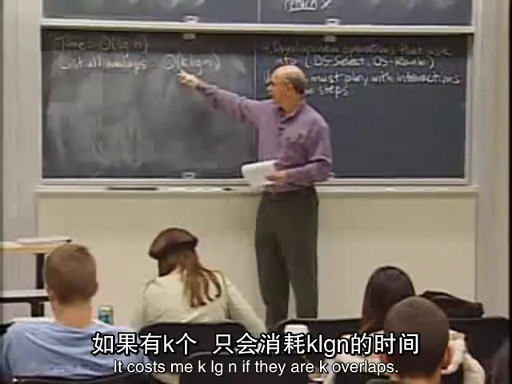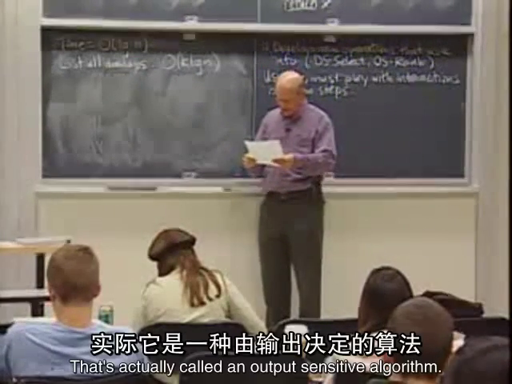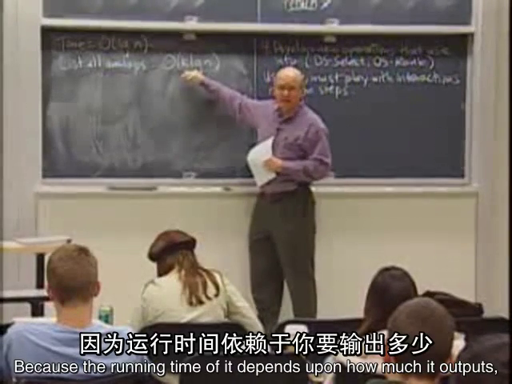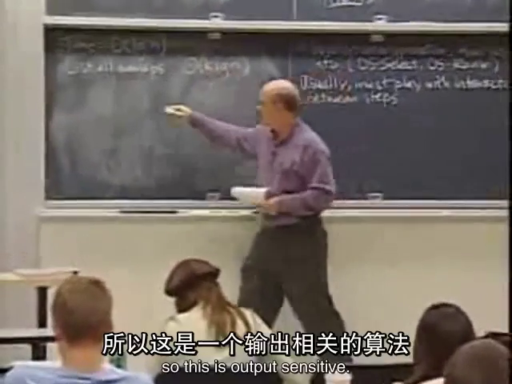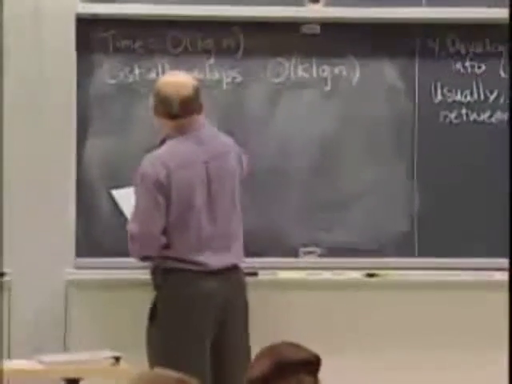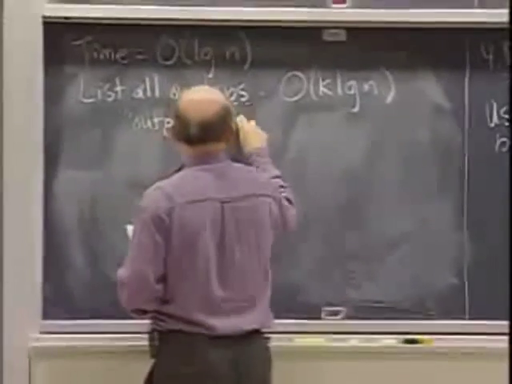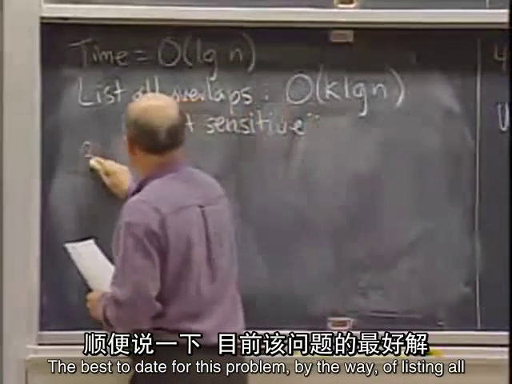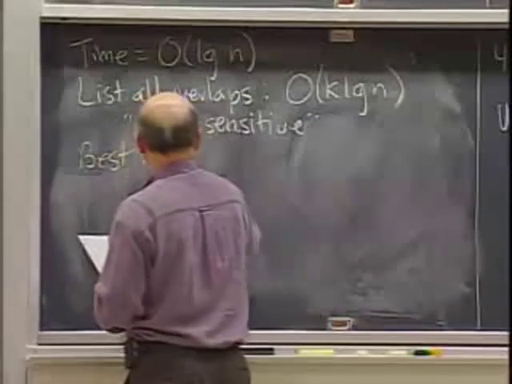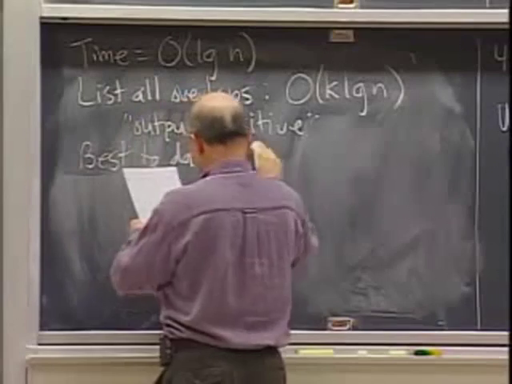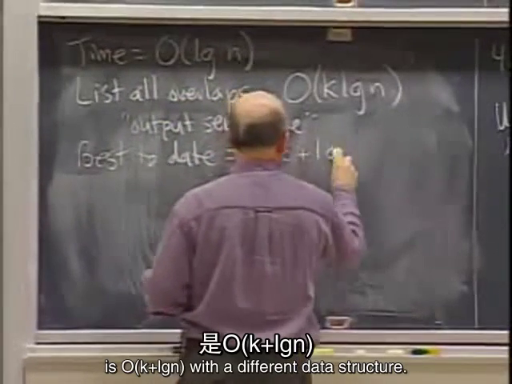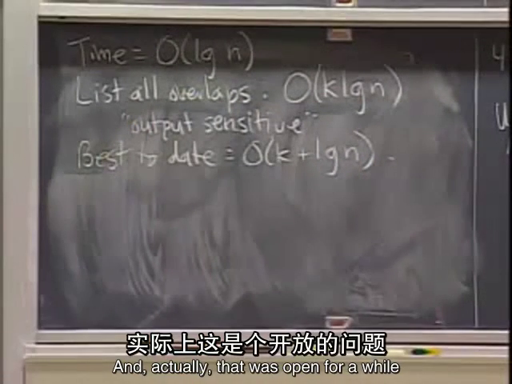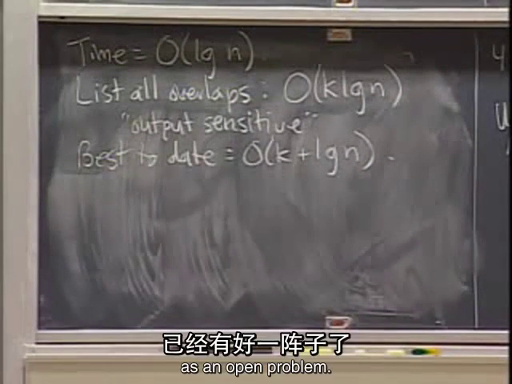Okay, it costs me k log n if there are k overlaps. That's actually called an output sensitive algorithm, because the running time depends upon how much it outputs. So this is output sensitive. The best to date for this problem, by the way, of listing all overlaps, is order k plus log n with a different data structure. And actually that was open for a while as an open problem.